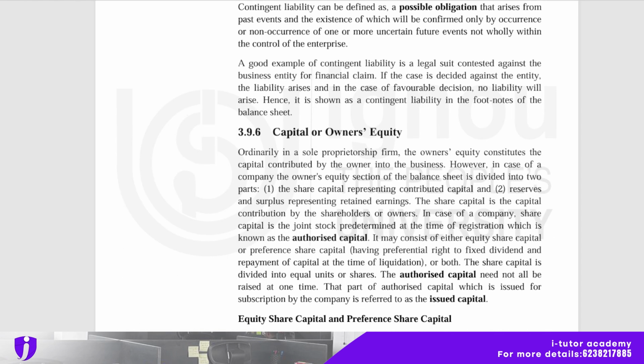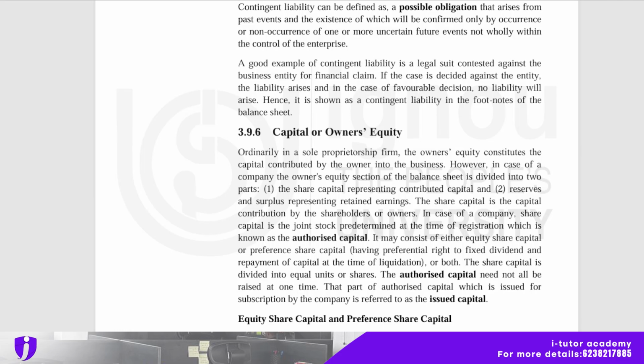Ordinarily, in a small proprietorship firm, the owner's equity constitutes the capital contributed by the owners into the business. However, in case of a company, the owner's equity section of the balance sheet is divided into two parts. One is share capital representing contributed capital, and the second is reserves and surplus representing retained earnings.